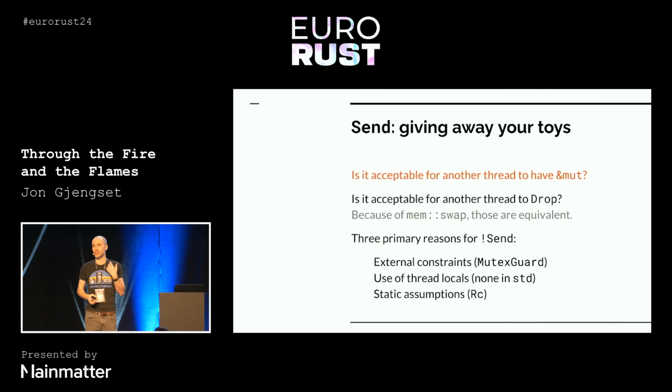The prime example of this from the standard library is MutexGuard. If you have a mutex, you call lock, and you get a type back called a MutexGuard. MutexGuard is not Send. What this means is you are not allowed to take a lock on one thread and have another thread drop that MutexGuard and release the lock. That is not permitted.